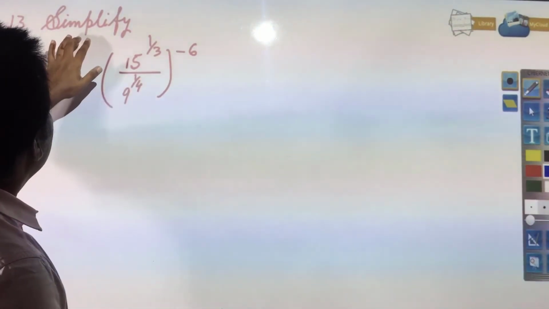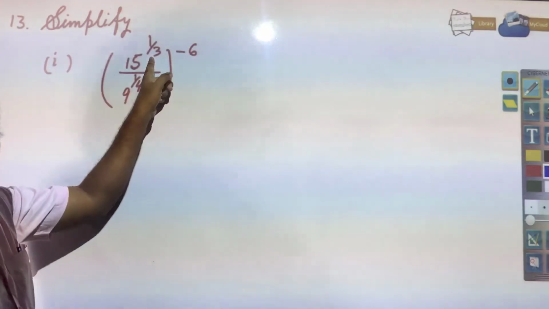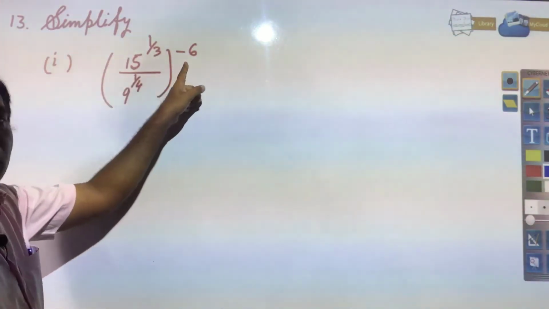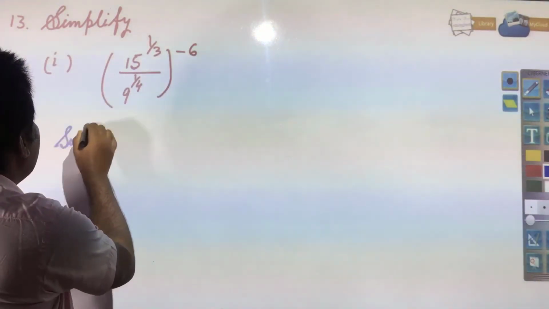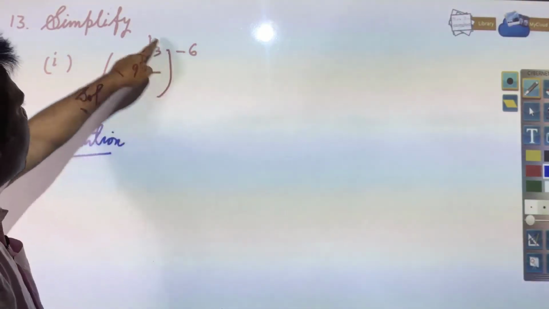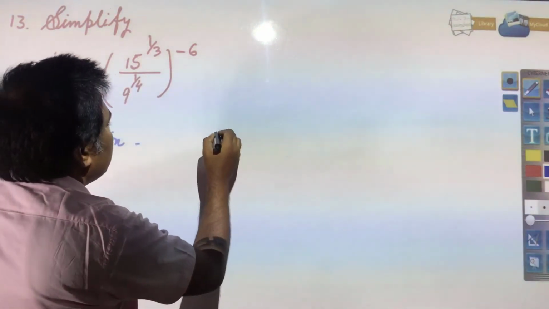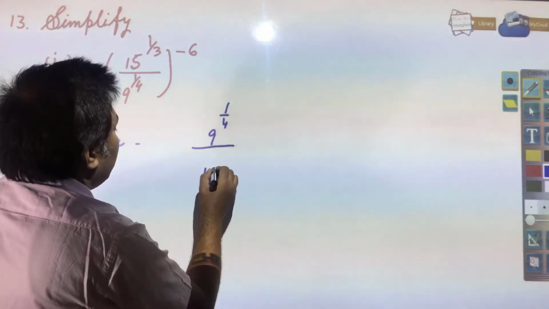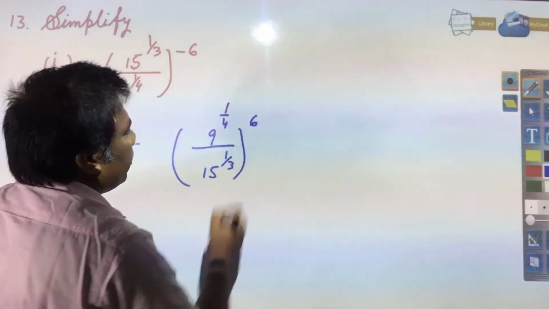Here you see: simplify 15 to the power 1 by 3 divided by 9 to the power 1 by 4, and whole to the power minus 6. As I have repeated many times, if the power is negative, the inverse of this number is required to be written. So you can write this as 9 to the power 1 by 4 divided by 15 to the power 1 by 3, and this will become positive.